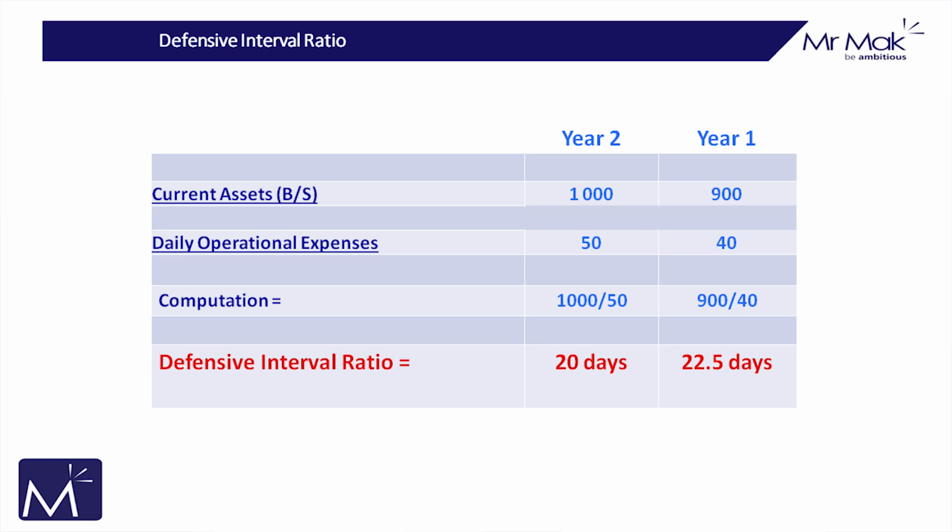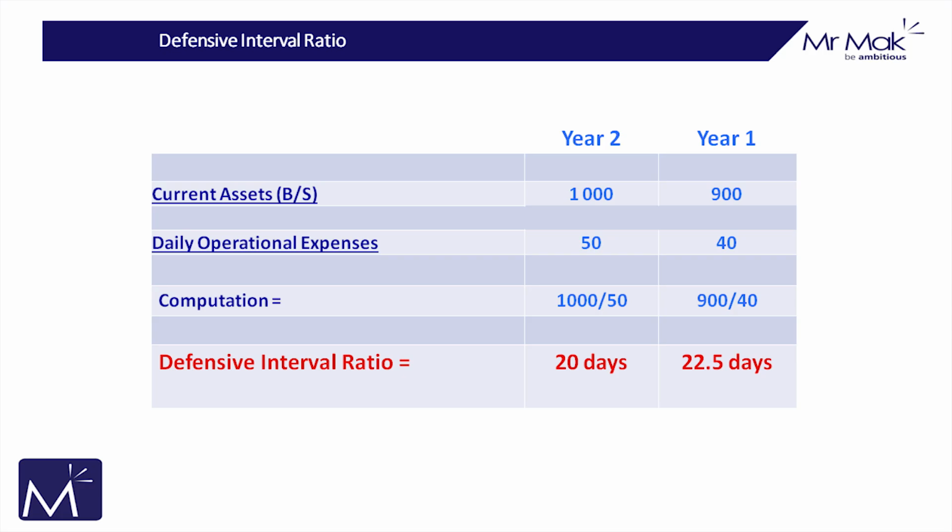Let's do an example. In the first year, the company has current assets of 900 and daily operational expenses of 40. If we calculate the defensive interval ratio, we would say 900 divided by the 40 daily operational expenses gives us 22.5 days. It's expressed in days. It's effectively saying our current assets, if we fully liquidate them, can pay for 22.5 days worth of expenses.